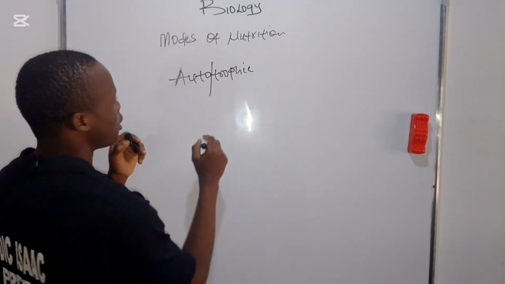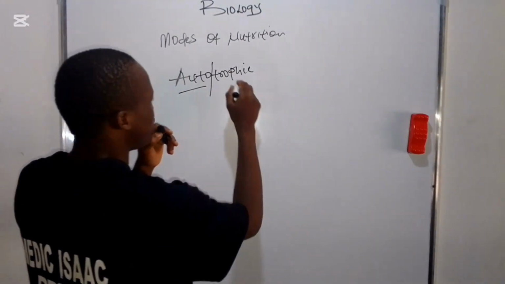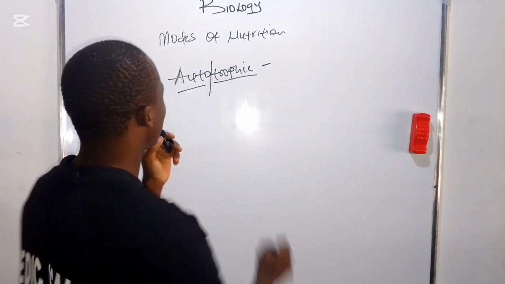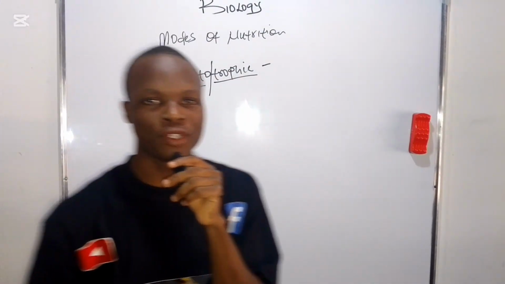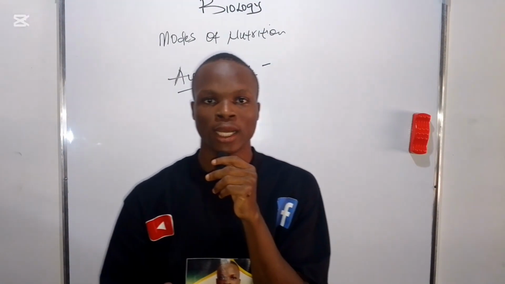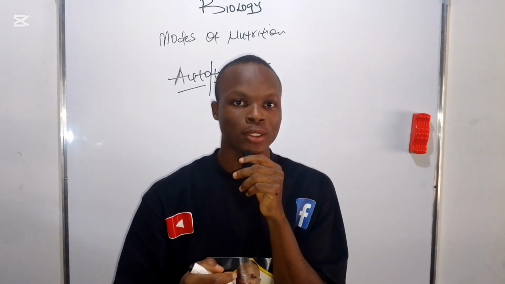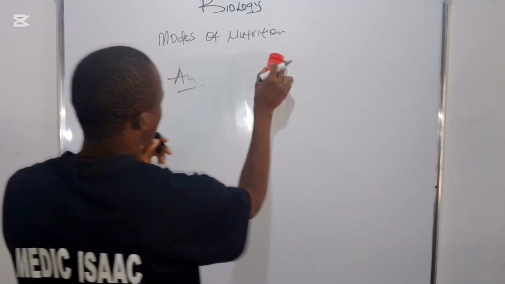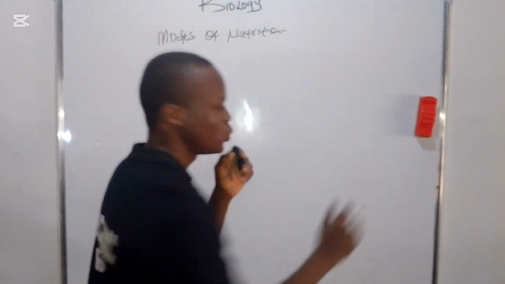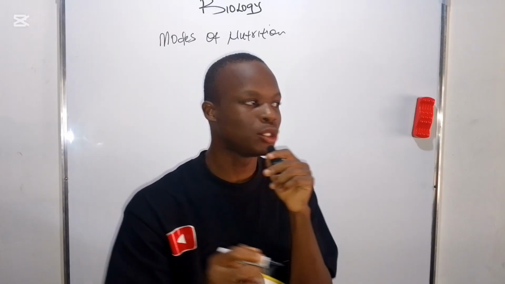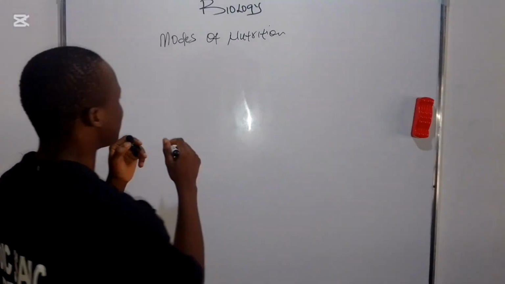Auto here means self, and trophic means feeding. Do you understand? So autotrophic nutrition is a kind of nutrition where green plants are able to manufacture their own food. Now, this is divided into two. How do we call them? Holophytic or photosynthetic nutrition. Let's discuss that first.